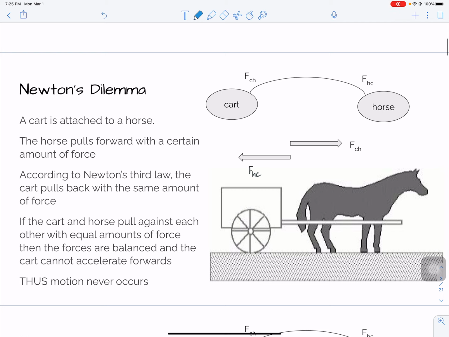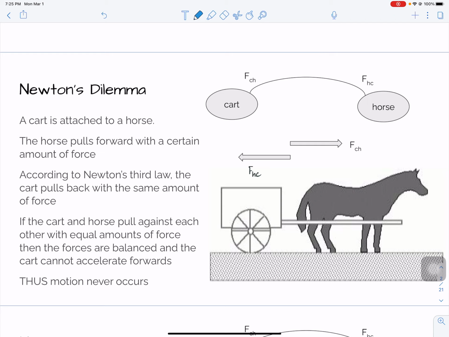So here's Newton's dilemma. It's not a dilemma Newton had. It's a dilemma that students have when they misapply their understanding of Newton's second law and Newton's third law. And so this video is for you to help you figure out how to apply second law and third law correctly.